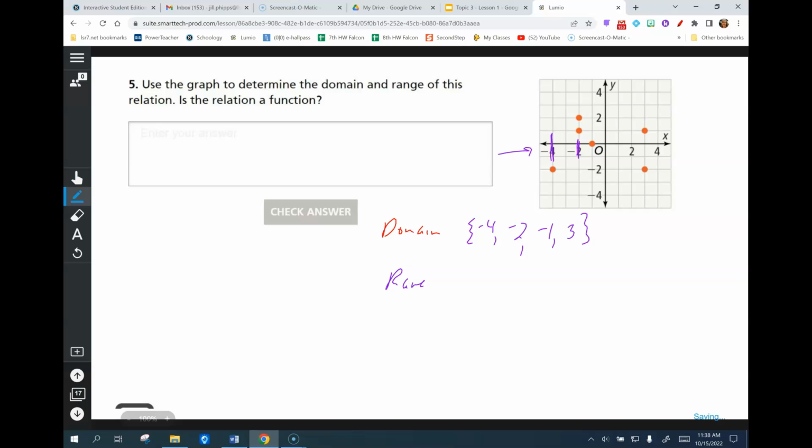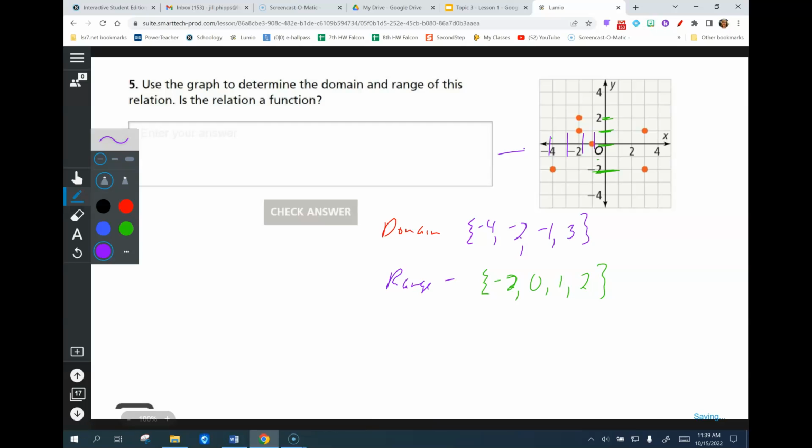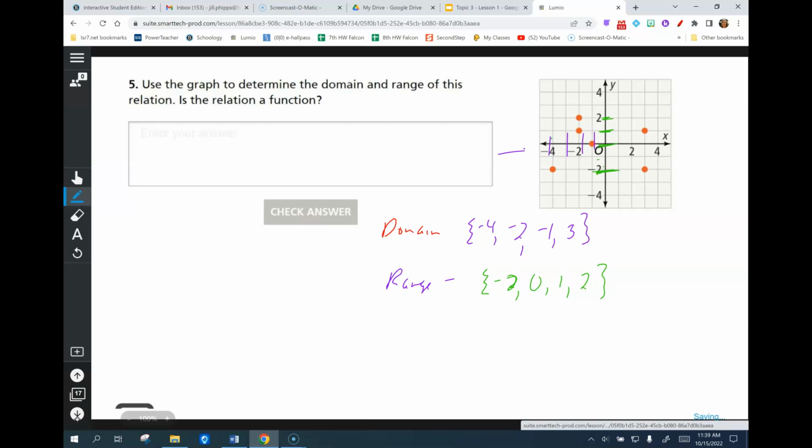Look at the range. Your range are your y values. So let's get rid of those x values, that x stuff. Your range are your y values. Start down here at the bottom. Here's a y value, no y value. Here's a y value, here's a y value, here's a y value. So what are my y values? -2, 0, 1, and 2. So for domain, you have to look this direction. If I'm looking for domain, I'm looking here. Okay? If I'm looking for range, I'm looking at the y values, so look at the y values.